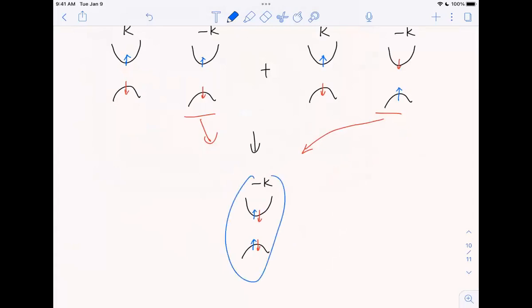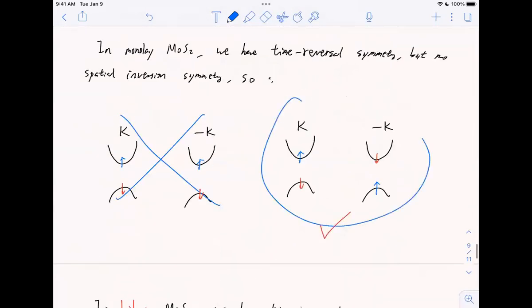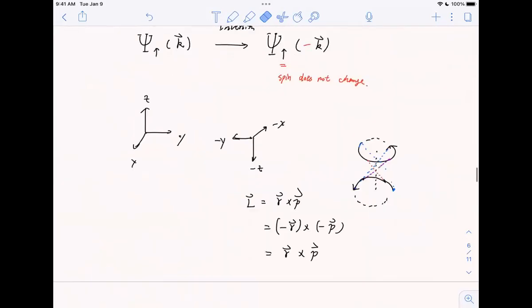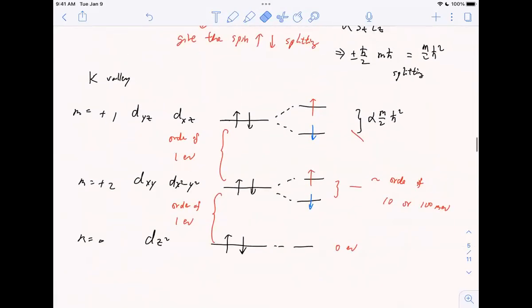Okay, so in bilayer you have two copies of them. In monolayer you only get one. You only get this. You don't have the other. So that's why when I consider this spin conserving term here, I only need to consider one part. It's the same for this.